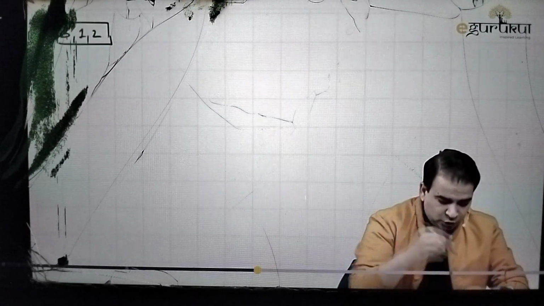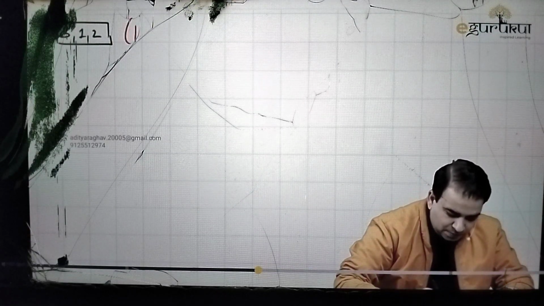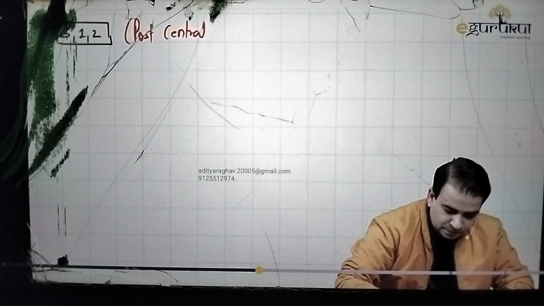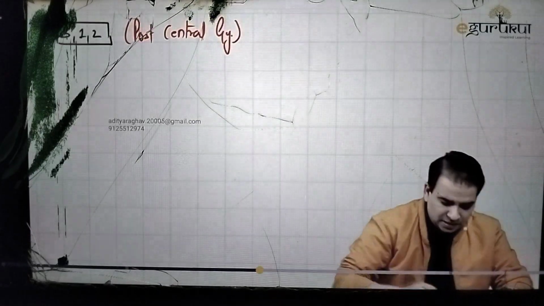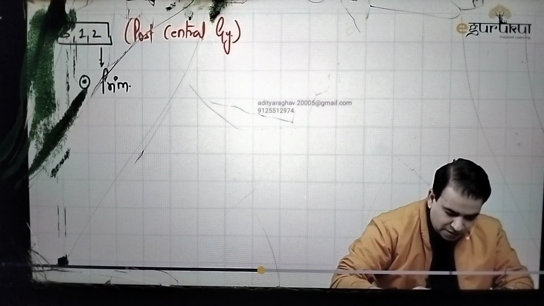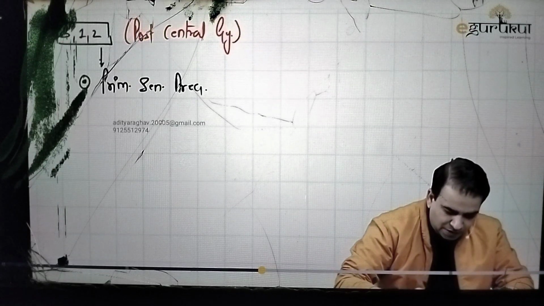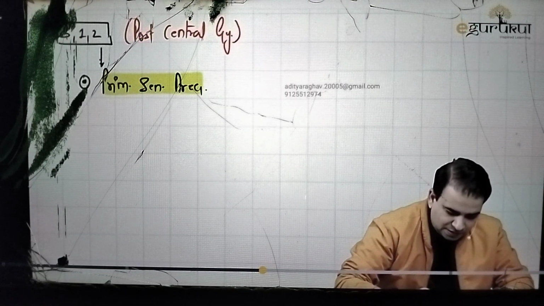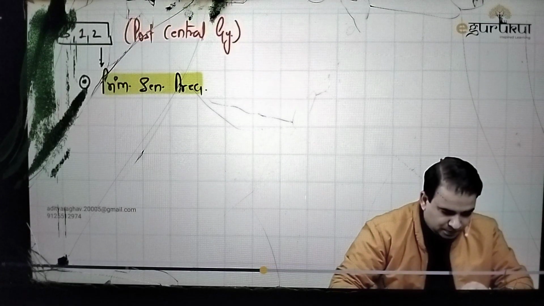So 3, 1 and 2. What is the location of 3, 1 and 2? This is present in the post-central gyrus. Areas 3, 1 and 2 are present in the post-central gyrus. The function is this is actually the primary sensory area or primary sensory cortex.